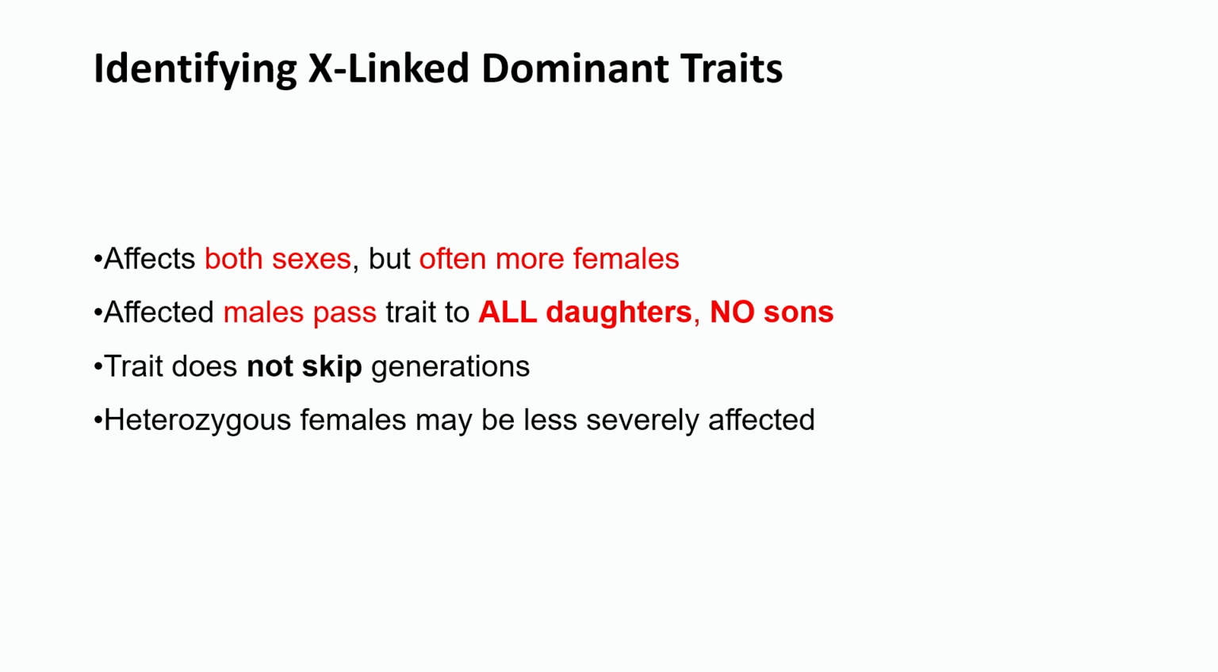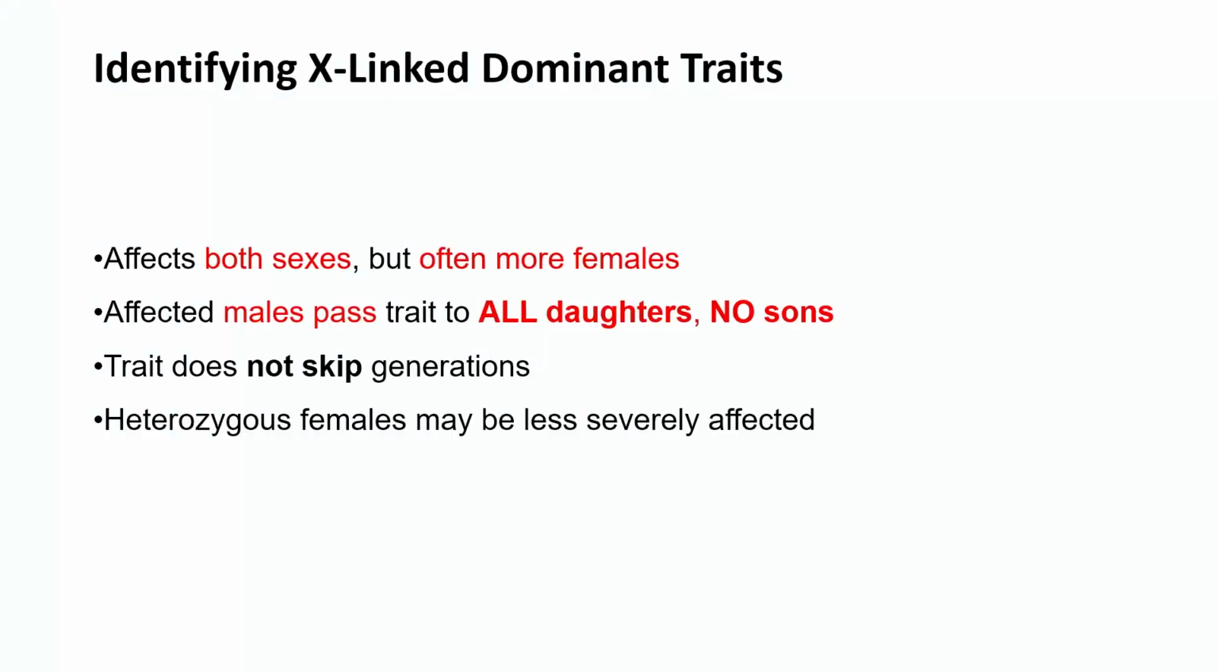So now the third category is the identification of an X-linked dominant trait in a pedigree. Again, when you look at an X-linked trait, first identify what discriminates the X-linked inheritance pattern from the autosomal dominant inheritance pattern. Here the differentiating thing is that an affected male passes the trait to all daughters but no son. This is a very, very important point.